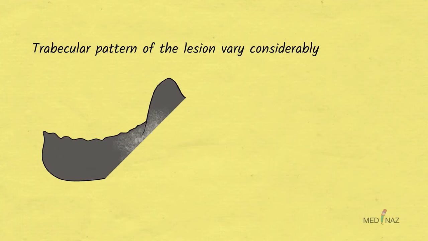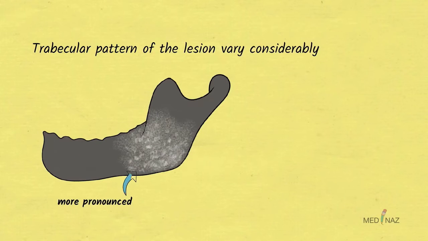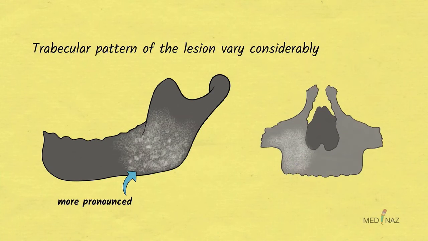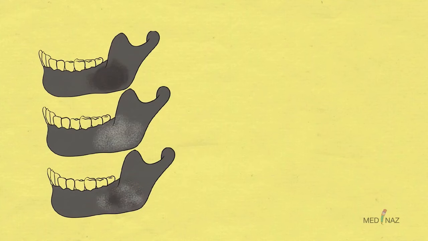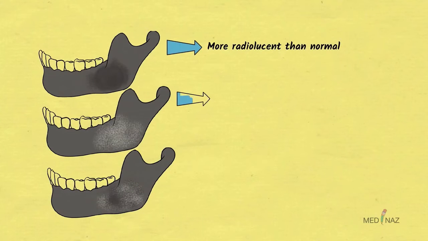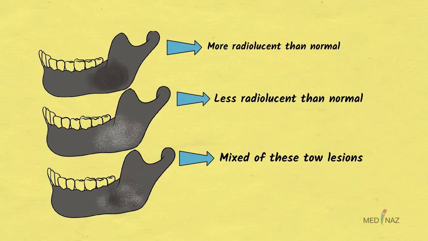Now internal structures. Density and trabecular pattern of the lesion vary considerably. Variation is more pronounced in the mandible and more homogeneous in the maxilla. Here you can see the internal aspect of bone is of three types: more radiolucent than normal, less radiolucent than normal, and a mixture of these two.